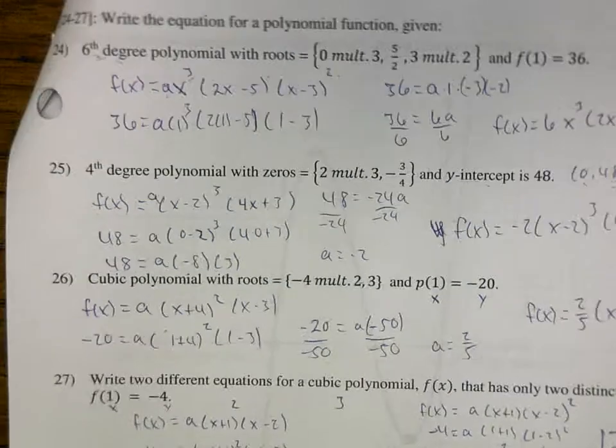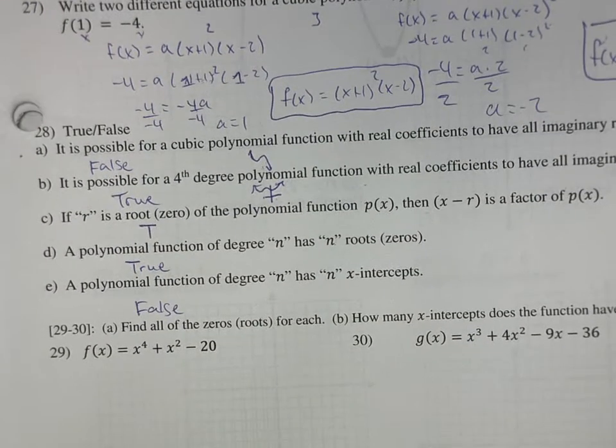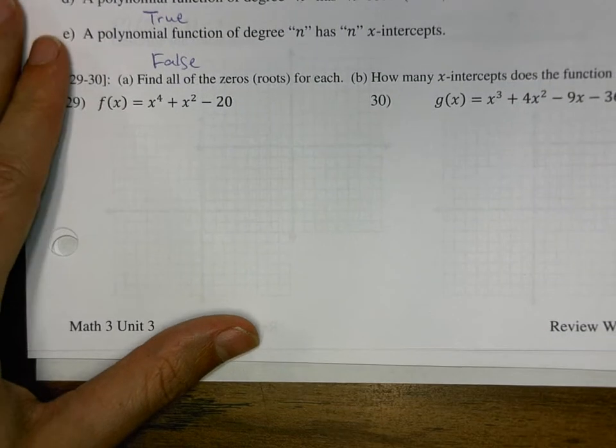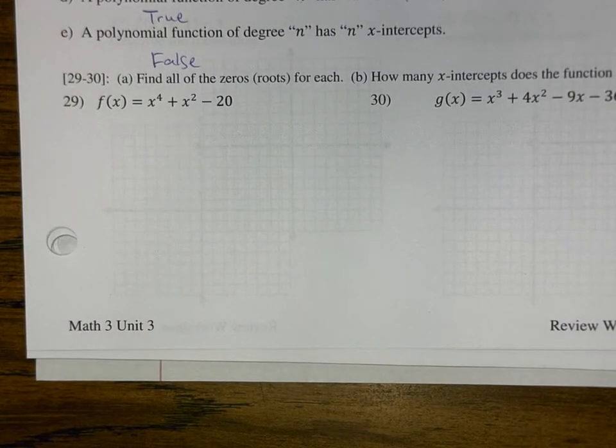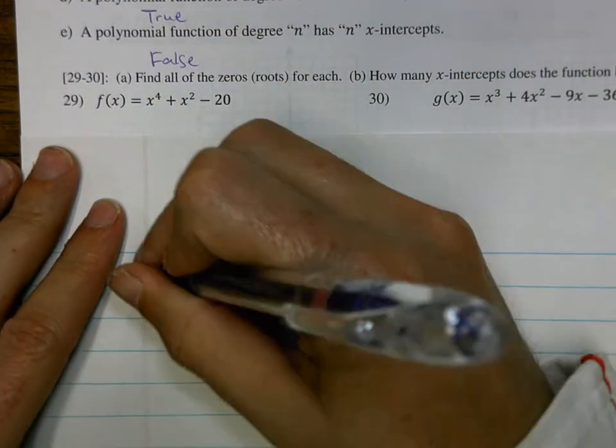Okay, 29, more factoring, find all roots for each. I should probably use paper for this, just in case. So x to the 4th plus x squared minus 20.